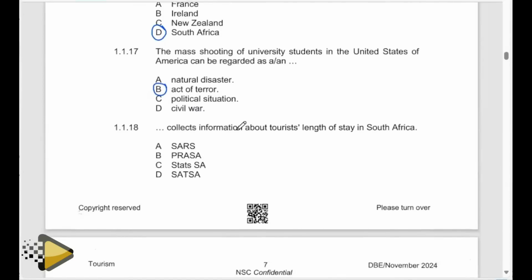So this organization collects information about tourists' length of stay in South Africa. The organization which is responsible for this is known as Statistics South Africa, which is abbreviated as Stats SA.